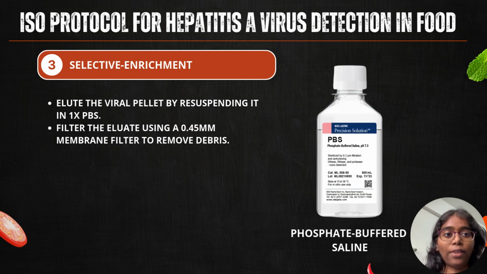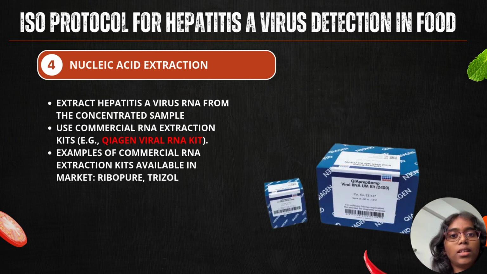The third step is selective enrichment. The viral pellet is then eluted by resuspending it in 1 times PBS, and then the eluate is filtered using a 0.45 mm membrane filter to remove debris. The fourth step is nucleic acid extraction. Extract hepatitis A virus RNA from the concentrated sample using commercial RNA extraction kits like Qiagen viral RNA kit or other kits available like Ribopure or Trizol.